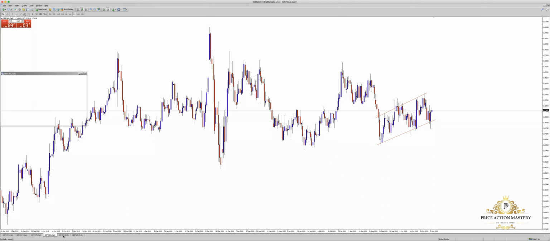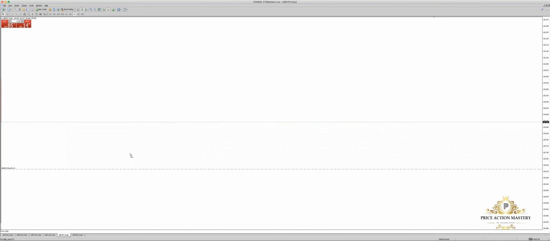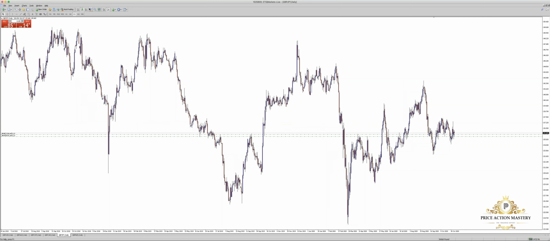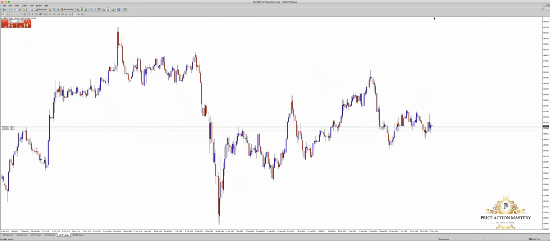Okay, next will be GBPJPY. For this GBPJPY, I am looking to personally look into... Let me place the key line first.